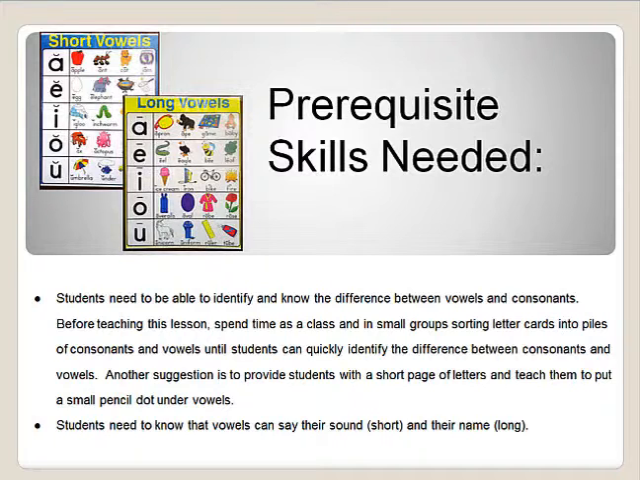Another suggestion is to provide students with a short page of letters and teach them to put a small pencil dot under vowels. Also, students need to know that vowels can say their sound to make a short sound, and vowels can say their name to make a long sound.